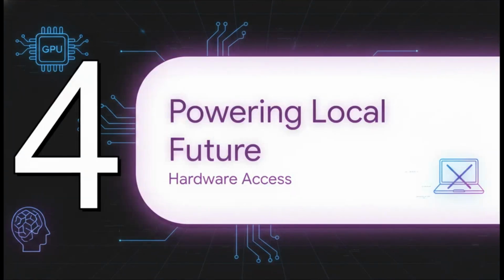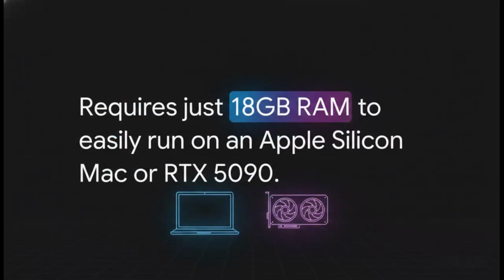Powering the local future, hardware and accessibility. The really exciting part here is that the hardware barrier is shockingly low. The quantized version, which is basically just a compressed version of the model optimized for everyday computers, requires as little as 18 gigabytes of RAM or video RAM. Let that sink in. That means this incredibly smart AI can easily run on a standard Apple Silicon Mac or a PC with a decent consumer graphics card, like an RTX 5090. You do not need specialized, incredibly expensive enterprise hardware to have this agent running right on your desk.